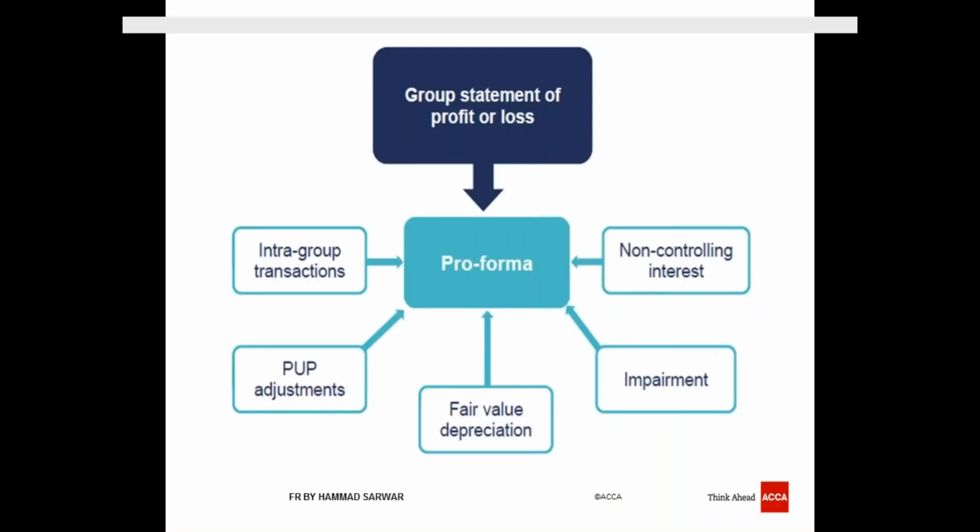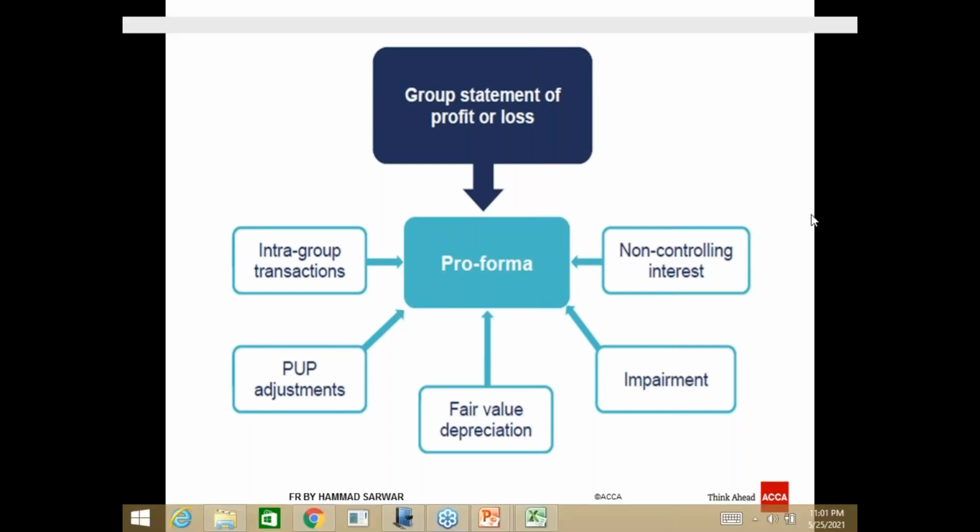Now, let's start the topic consolidated profit and loss. Consolidated profit and loss is very much similar to the balance sheet.